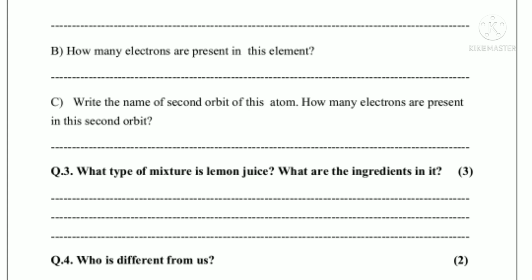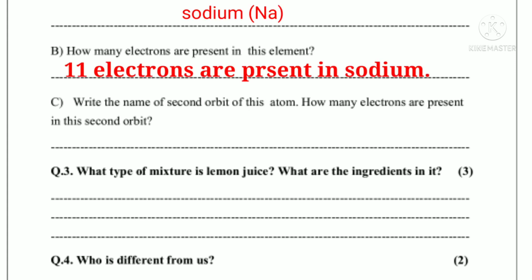Question B, how many electrons are present in this element? We know that 11 electrons are present in this element. The atomic number we know is 23, so 11 electrons and 12 neutrons. So we can write that 11 electrons are present in this element.